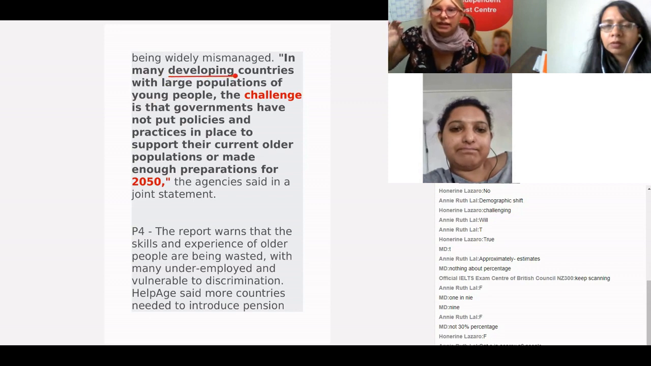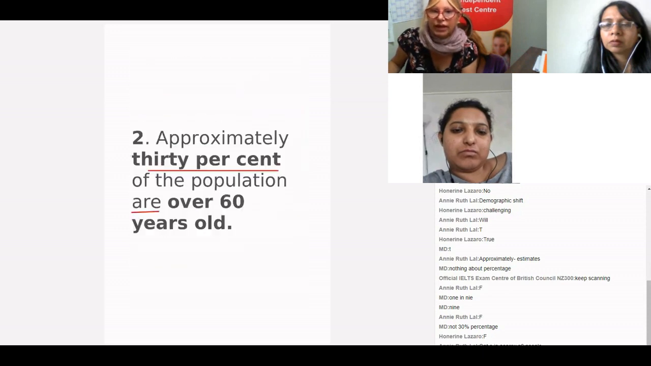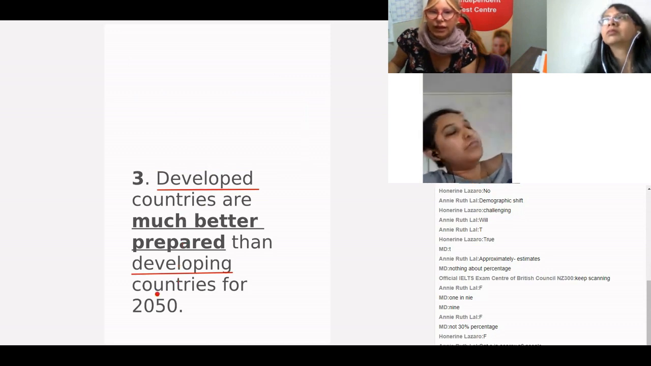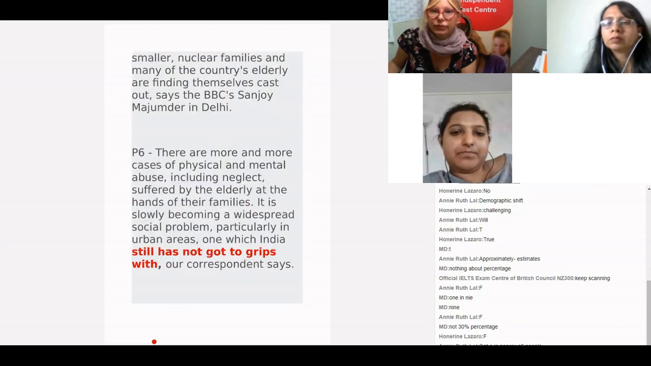Yeah, developing. Okay, so here's one of our words. In many developing countries with large populations of young people, the challenges that government. Okay, but we've also got this reference to 2050. So we need to go back to our statement again just to double check. We need to be looking for developed countries are better prepared than developing countries for 2050. So developed and developing countries.